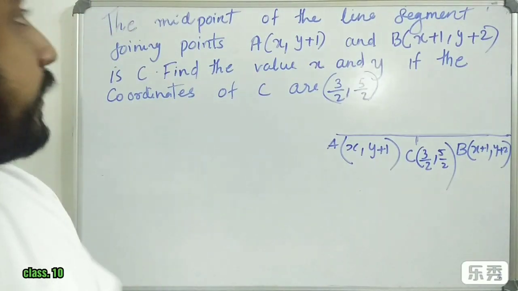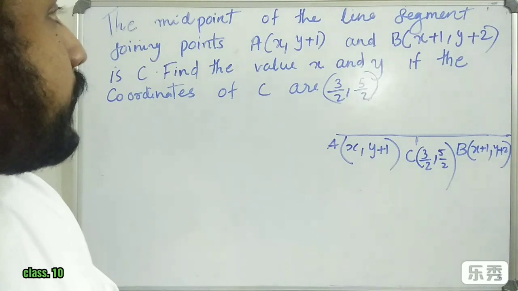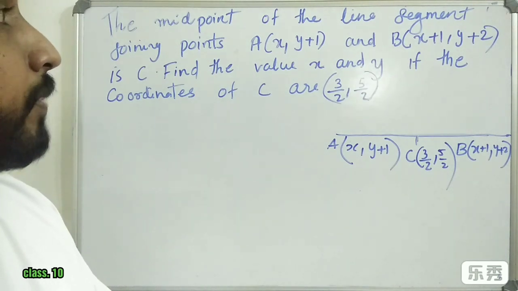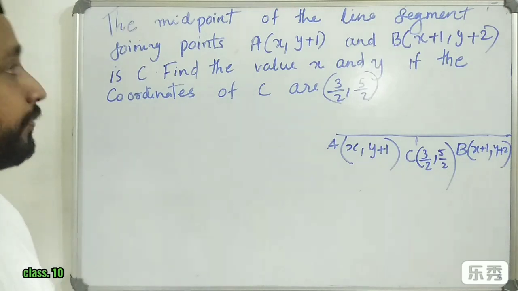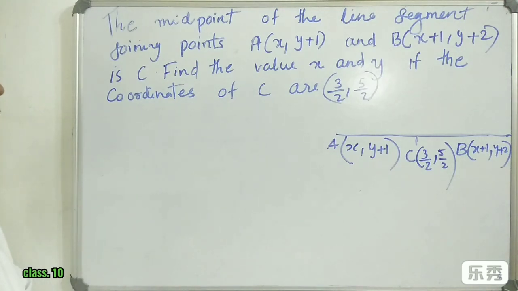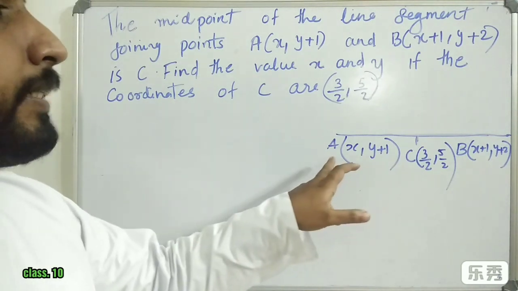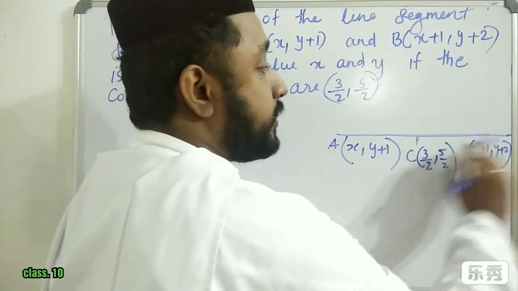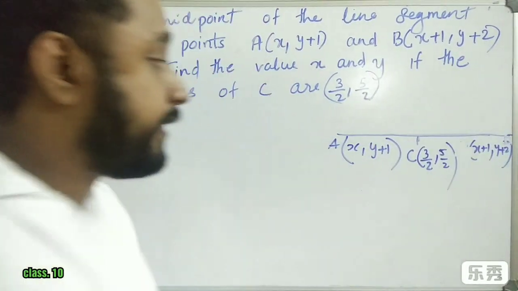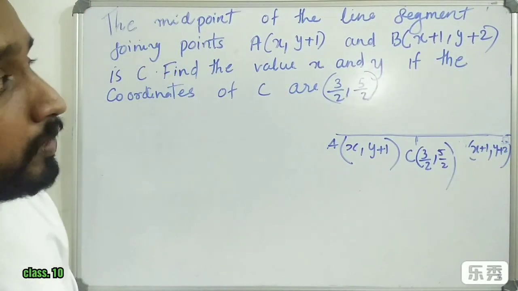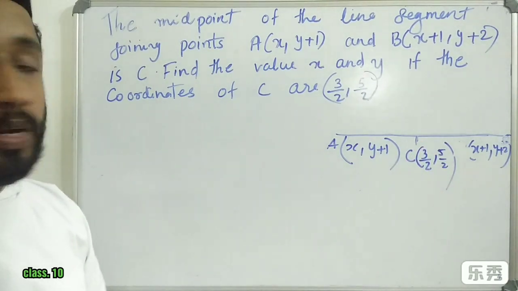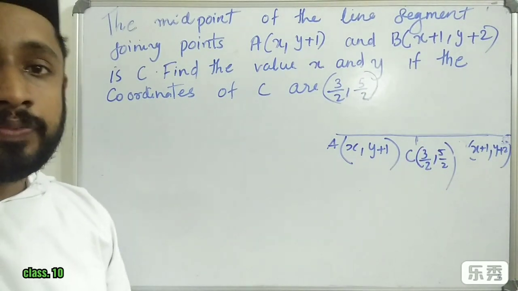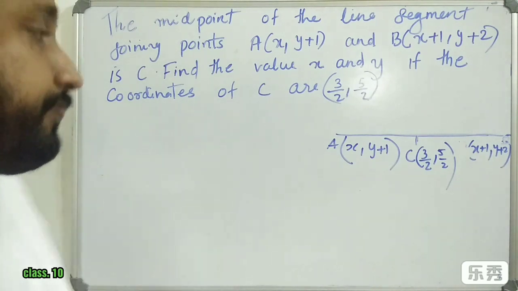Another question. The midpoint of the line segment joining the points A, x, y plus 1 and B, x plus 1, y plus 2 is C. Find the values of x and y if the coordinates of C are 3 by 2, 5 by 2. So the line segment joining the points A and B, that is x, y plus 1 and x plus 1, y plus 2, has midpoint C, 3 by 2, 5 by 2. We have to find the values of x and y.